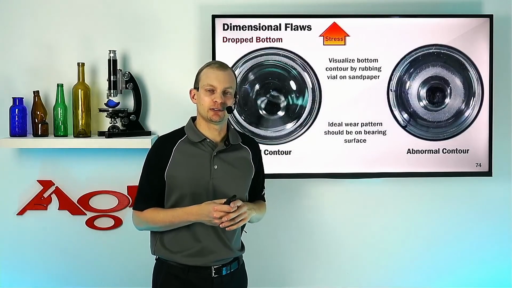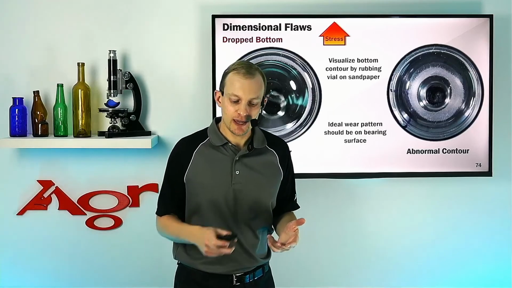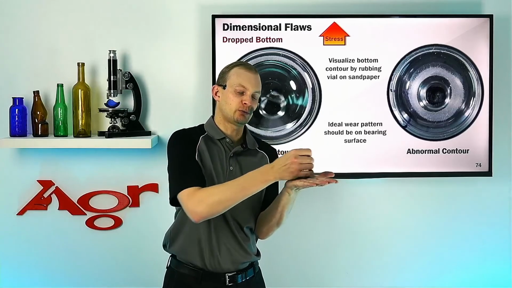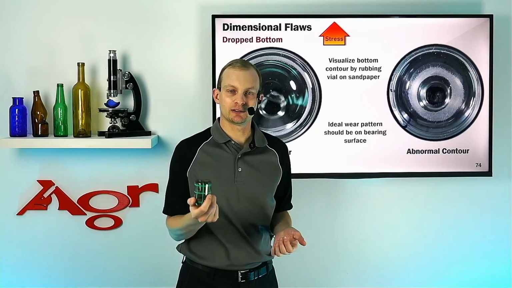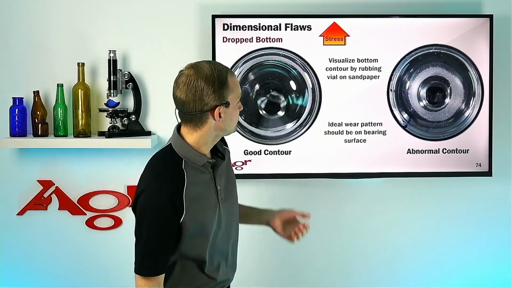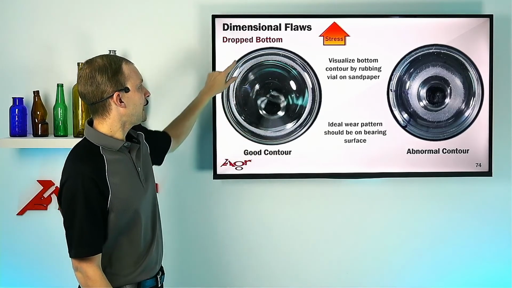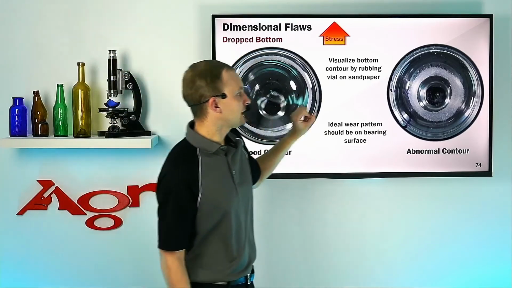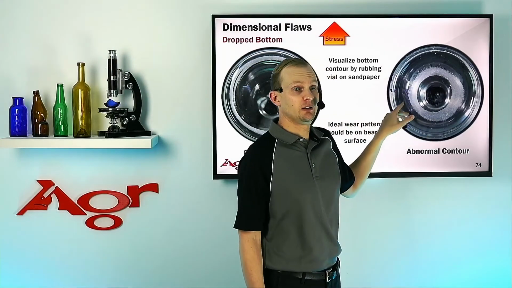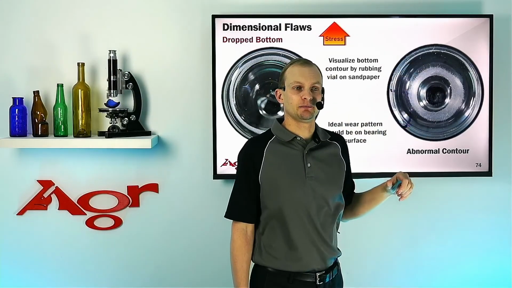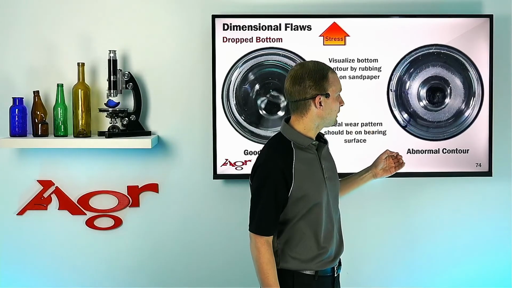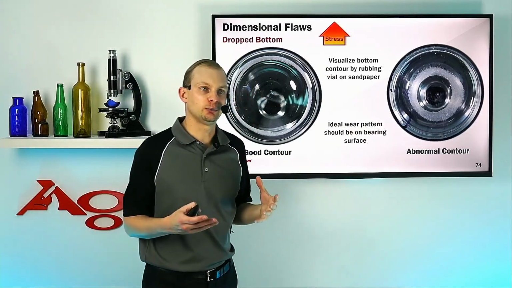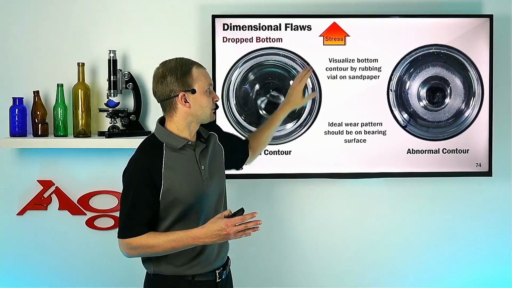One way that we can test for this drop bottom condition is to take our container, let's say we've got our vial, and now we've put some sandpaper on a flat surface and we rub it around. And then we look at the pattern that those abrasions create. If we do that, with a good contour we would have an abraded area that coincides with the bearing surface. So that would be good. On the right-hand side, we actually have abrasions occurring almost in the middle of this bottom. That's not good. That's an abnormal contour, and it means that we will have some sort of unusual loading condition when we are trying to put a stopper on this particular container. So that will greatly increase our stress.